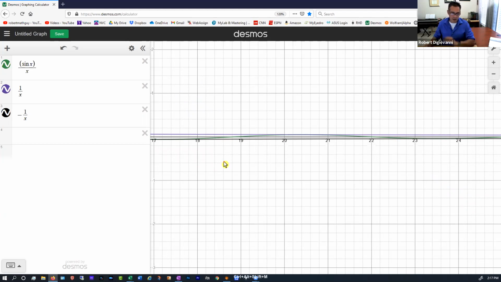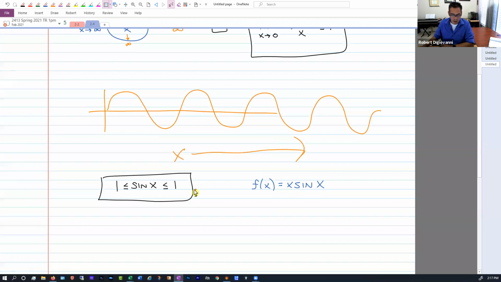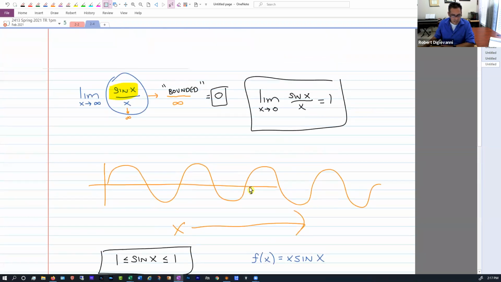Okay, I won't get more into that. That's definitely an engineering-related perspective on things. Dampened oscillators. All I want you to know from this is anytime you run a limit and you get a bounded function on top divided by infinity, your answer is 0, all right? It's headed to 0.